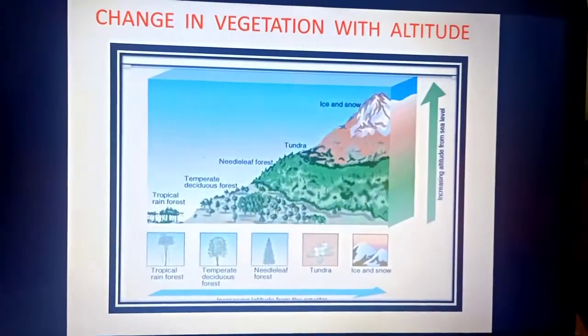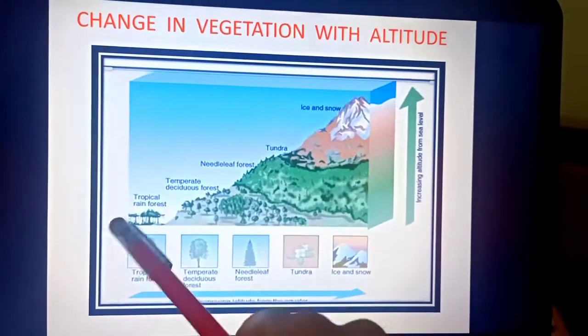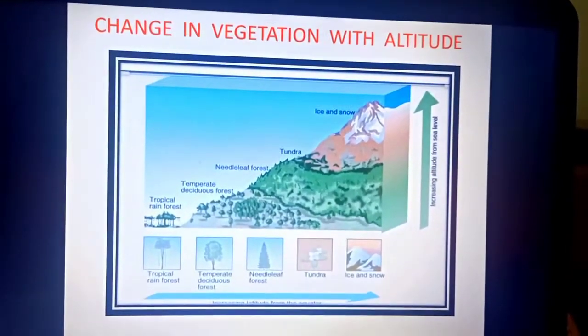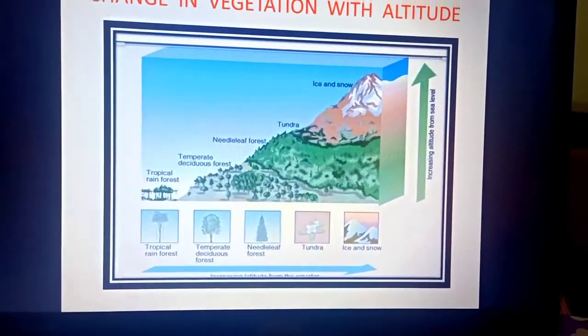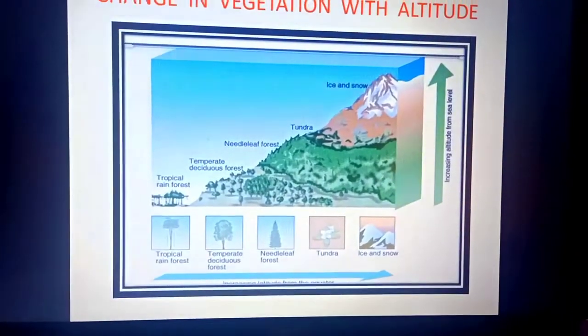So children, we have seen in this diagram how, with the increasing height, the vegetation is becoming sparse and the pattern of vegetation is also changing.